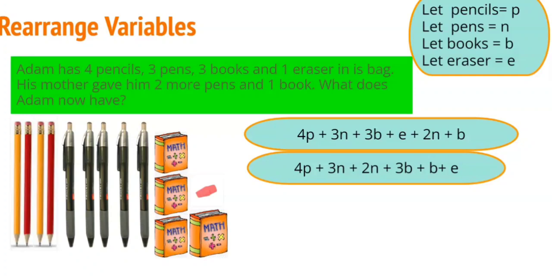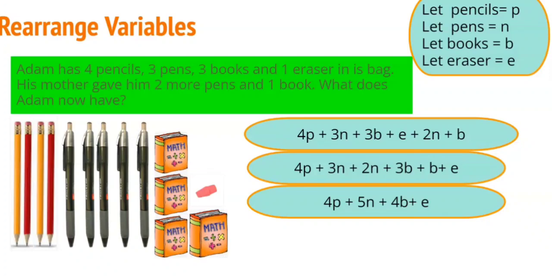Now we are going to go ahead and simplify. When we look at these graphics, what are we seeing? Yes, we're seeing 4 pencils plus 5 pens plus 4 books and 1 eraser. Therefore, we have 4P plus 5N plus 4B plus E. Can this be further simplified? Is there any way that we can group these any further?